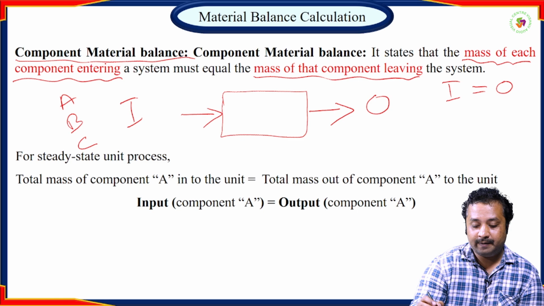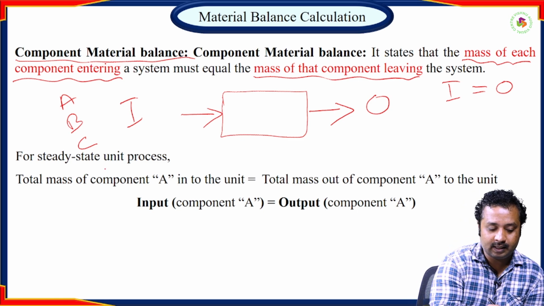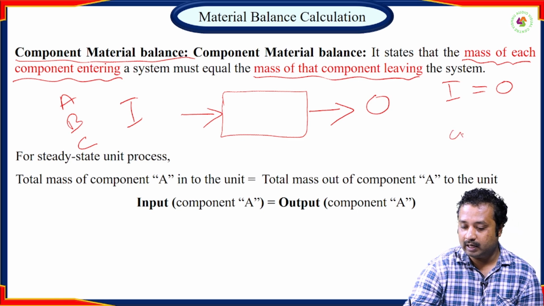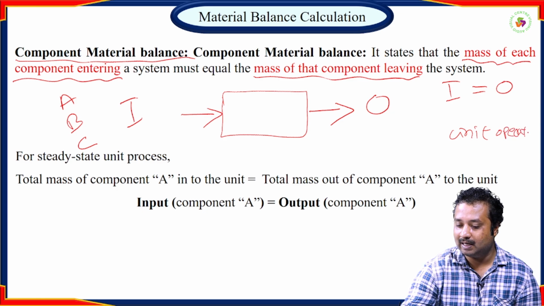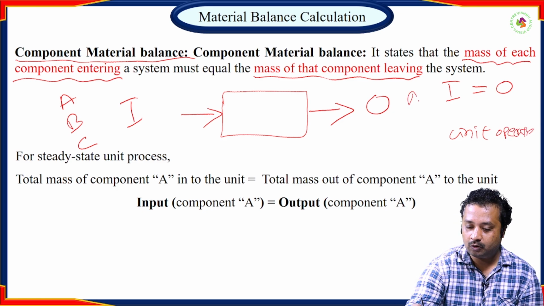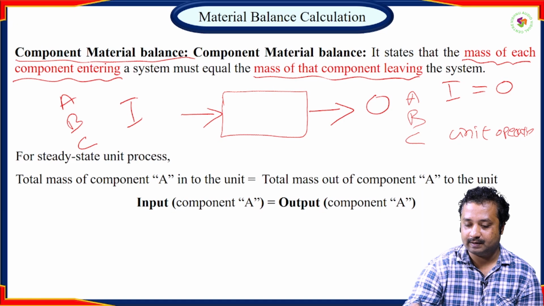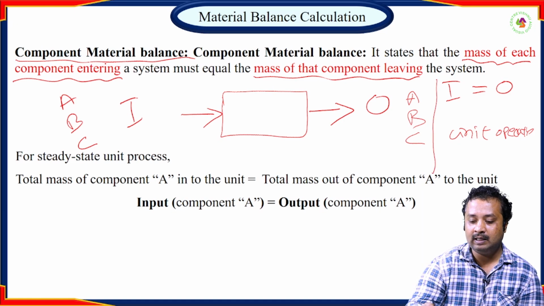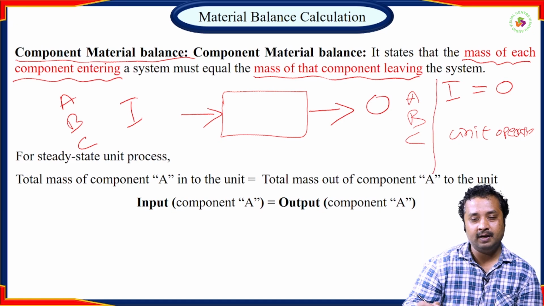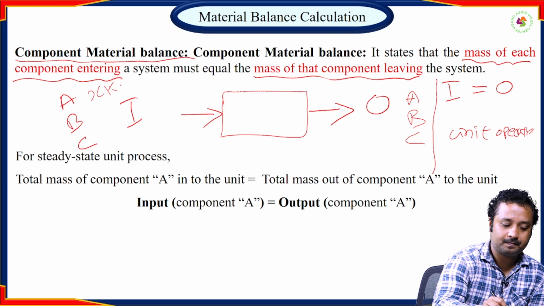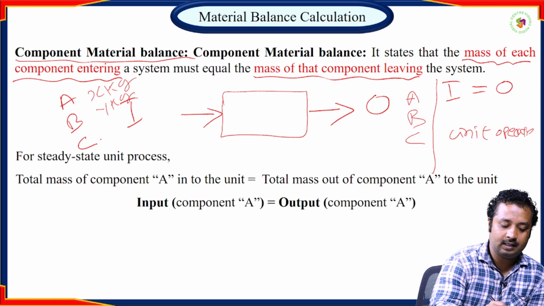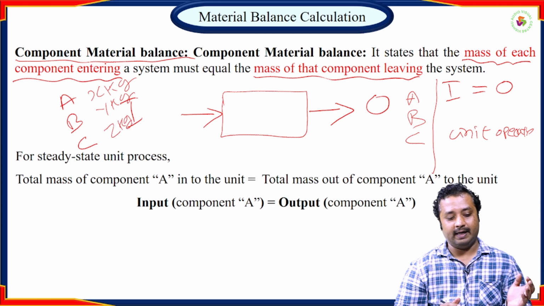So in the output also, if there is no chemical reaction, suppose some unit operation. There is no chemical reaction. Then in the output we may also get A, B, C. Input is A, B, C, output is A, B, C. Suppose A is X kg, B is Y kg, and C is Z kg. These three amounts we entered.